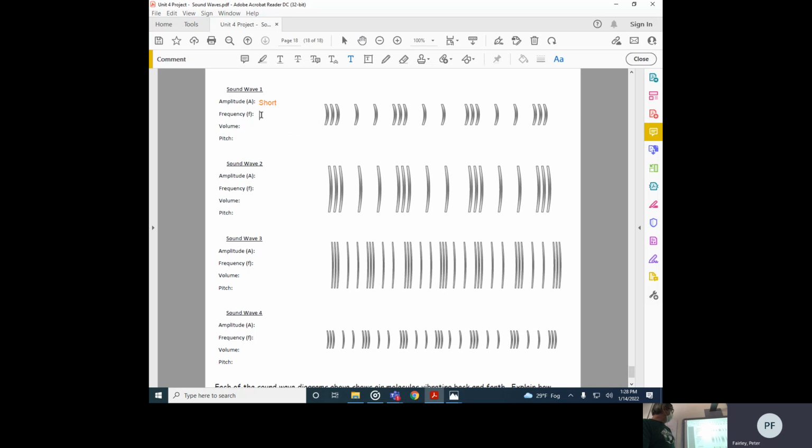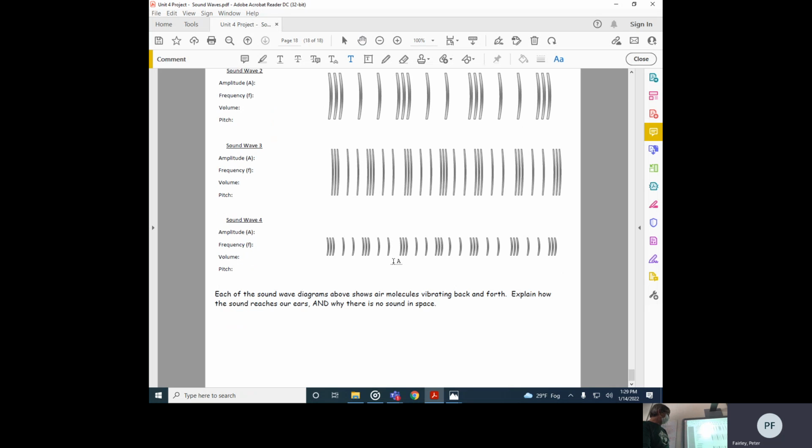So for this one, number one, we're going to say this frequency is low, at least compared to the other ones in the diagram. What about volume on this one? How loud is number one? It's quiet. We can tell because it's not very tall. And what's its pitch? It has a low bass pitch, right? That's all you have to do for this. But I will point out at the very bottom, there is one more question you might not see. So don't skip that last question at the bottom of the page.